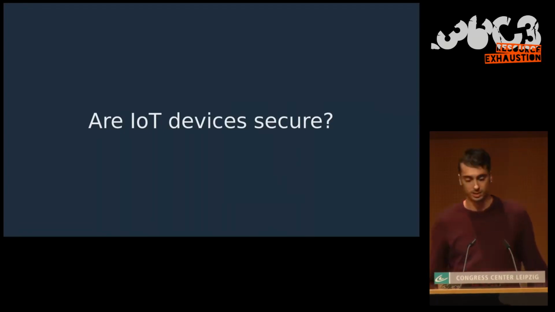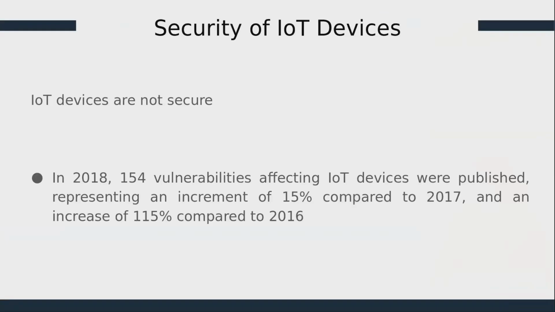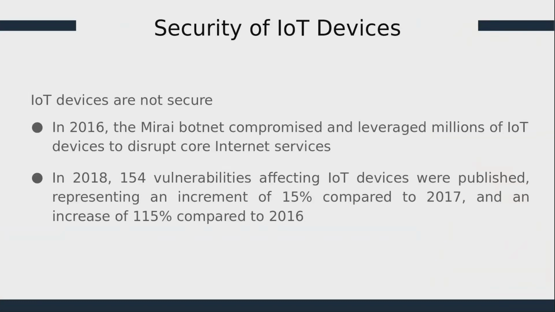So the question that we asked is, are IoT devices secure? Well, in 2016, the Mirai botnet compromised and leveraged millions of IoT devices to disrupt core internet services such as Twitter, GitHub, and Netflix. And in 2018, 154 vulnerabilities affecting IoT devices were published, which represented an increase of 15% compared to 2017, and an increase of 115% compared to 2016.